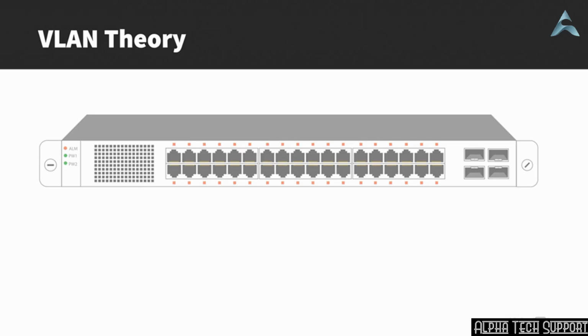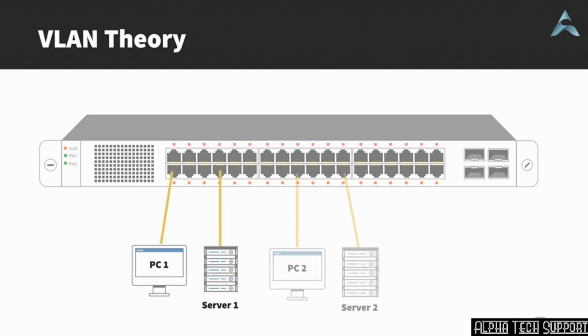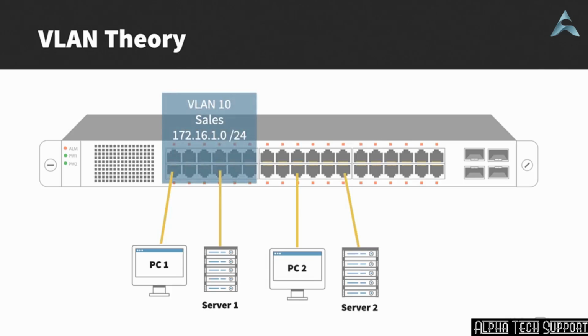Let's say in this example, we've got PC1 and server 1 and PC2 and server 2, and PC1 and server 1, they belong to the sales department. PC2 and server 2, they're part of the engineering department. And if we want to keep traffic isolated between sales and engineering, we could assign the switch ports to which PC1 and server 1 are connected. We could assign those to VLAN 10. We'll call that the sales VLAN, and they have their own subnet, 172.16.1.0/24. And if PC1 wants to communicate with server 1, it can do that.